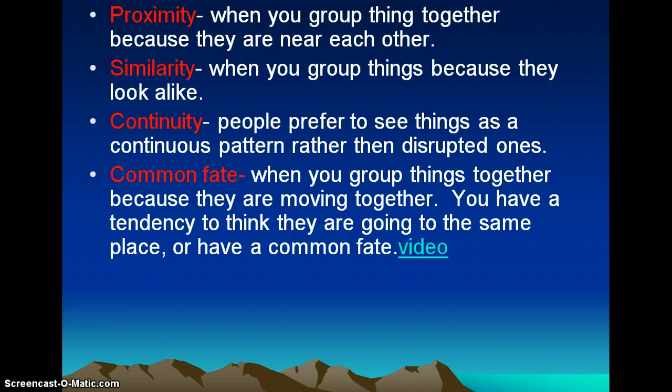And common fate is another concept, when you group things together because they are moving together. You have a tendency to think they're going to the same place or have a common fate. You see two people running around the track together, you assume they're going to stop at the same place. That's common fate. Or maybe if you're going to some place you've been looking for, maybe a concert, or maybe it's a big party or some big event, and you swear that everybody else on the road is going to the same place you are, and they make a couple turns, you're thinking, man, this place is going to be packed, but when you get there, they keep going and you turn in.